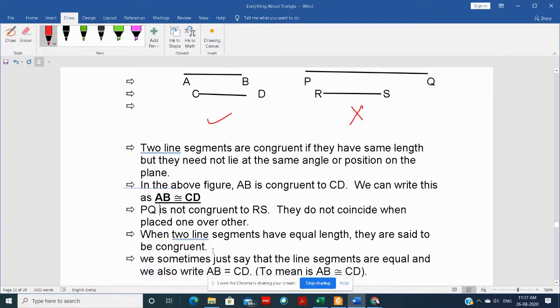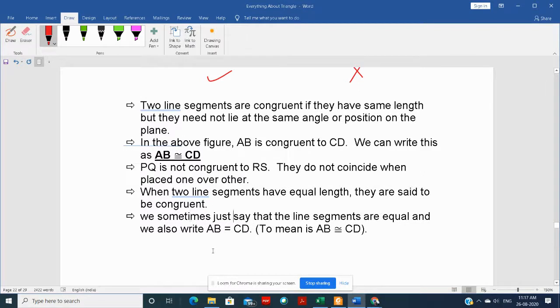Now let's talk about PQ and RS. PQ is not congruent to RS because they don't coincide when placed one over other. So we can say that when two line segments have equal length, they are said to be congruent. And we sometimes just say that line segments are equal. Remember, there is a difference between equal and congruent.